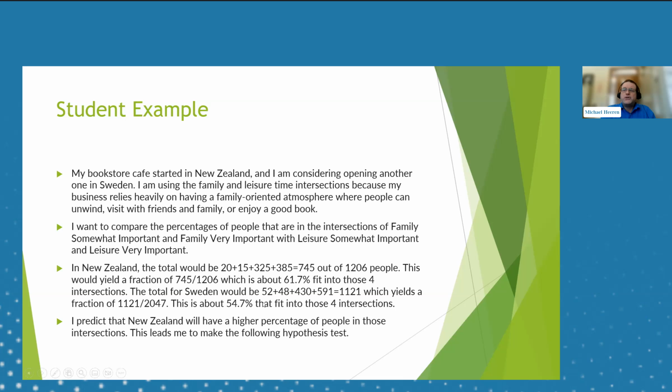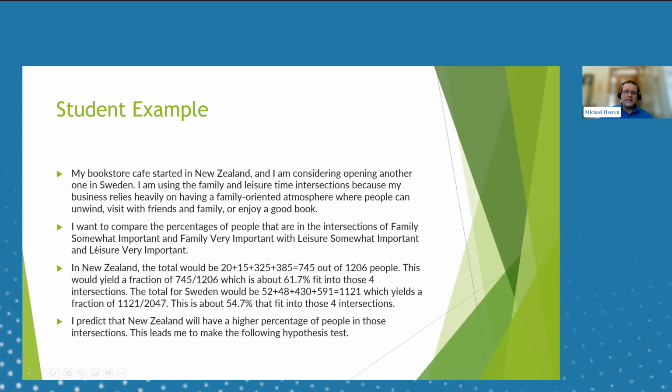So here's a nice little student example write-up. This student has a bookstore that started in New Zealand, and they're considering opening one in Sweden. They're looking at family and leisure time intersections because the business relies heavily on a family-oriented atmosphere, and they want to be able to unwind, visit with friends, and enjoy a good book. They want to compare the percentages of people that are an intersection of family somewhat important, family very important, and leisure somewhat important, and leisure very important. You'll see how that plays a role in just a minute on the pivot table that I made.